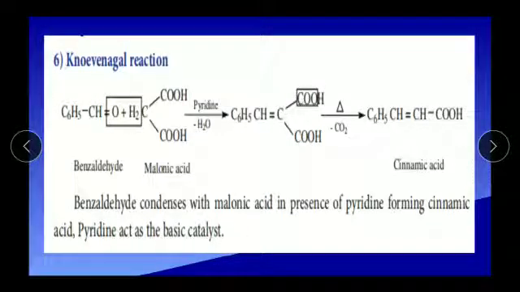Let us see the chemical reaction. As usual, in a condensation reaction there is a removal of a water molecule. The oxygen from benzaldehyde and the H2 from malonic acid both condense, and we get C6H5, CH double bond C, COOH, COOH. After removal of CO2, we get cinnamic acid, C6H5, CH double bond CH, COOH. This is cinnamic acid. It is named the Knoevenagel reaction.